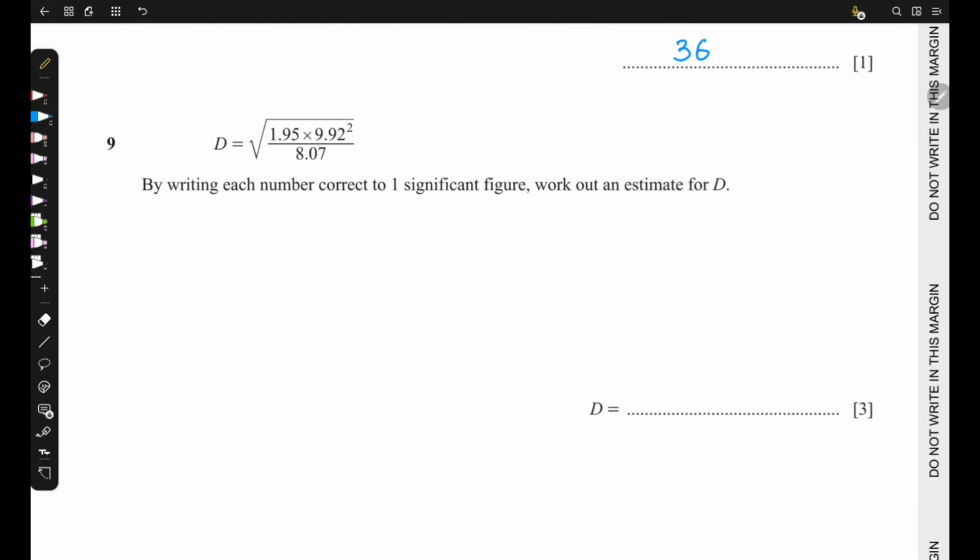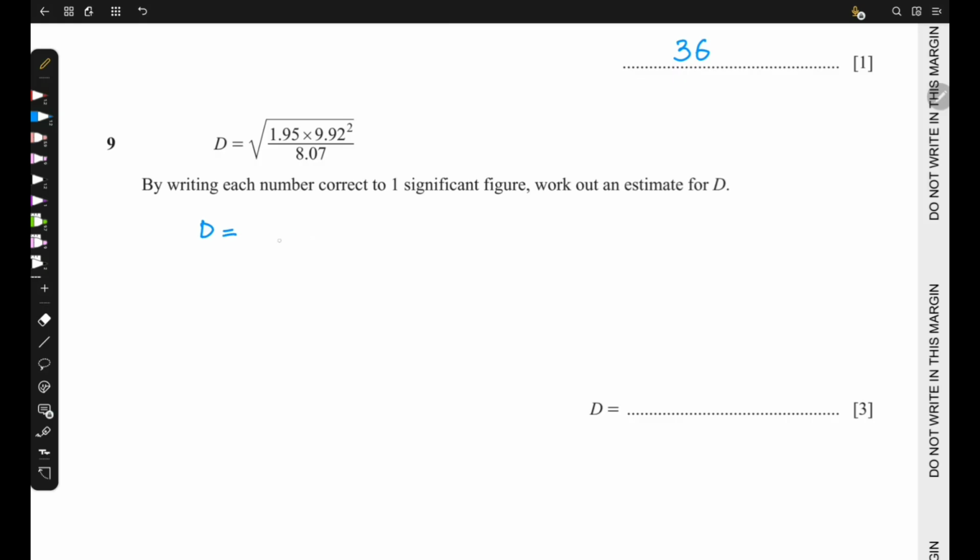Next one, question number 9. By writing each number correct to one significant figure, work out an estimate for D. That means we have to find an estimate. We have to find the value of D, but not the exact value. First of all, we have to convert each value to one significant figure.